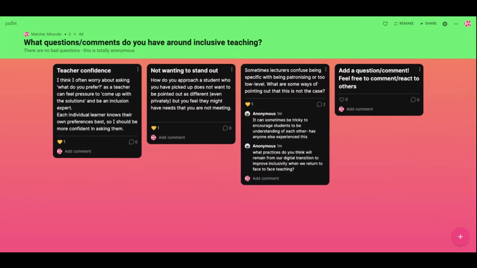Not wanting to stand out: how do you approach a student who you've picked out but does not want to be pointed out as different, even privately, but you feel they might have needs you're not meeting?